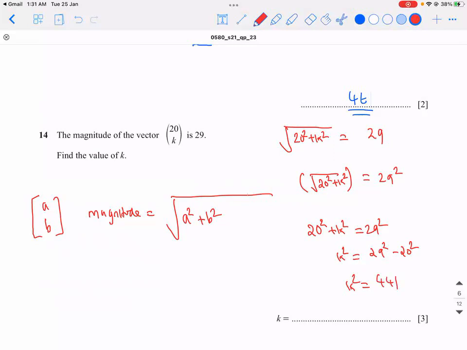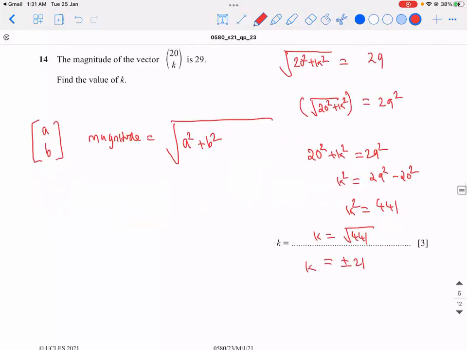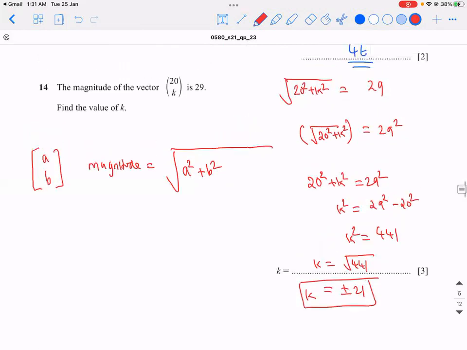But we need k. So k has to be the square root of 441. So it should be plus or minus 21. So what are the values of k? The k, either it can take minus 21 or it can take plus 21. So that is the answer for this question.